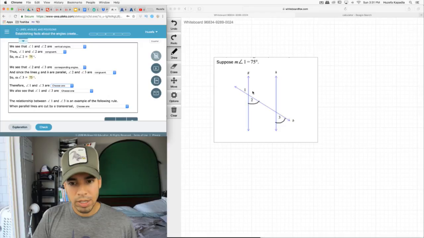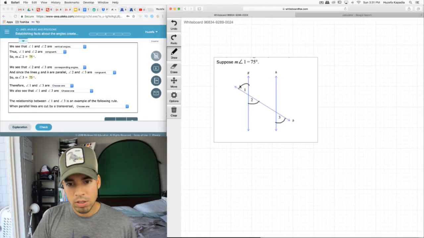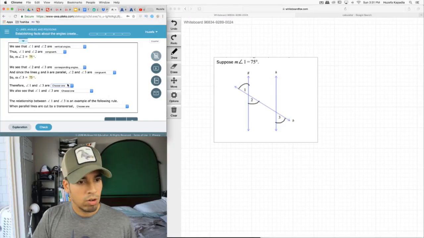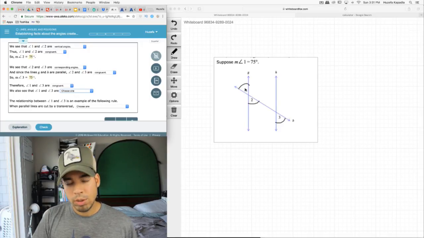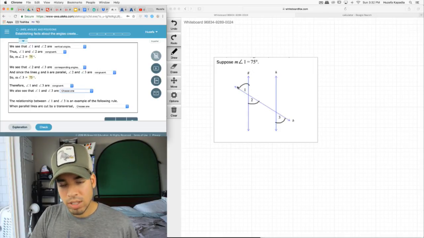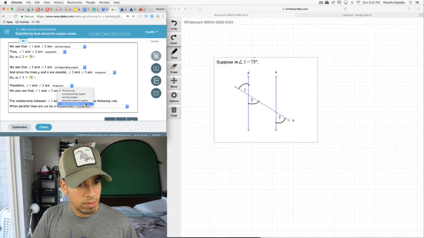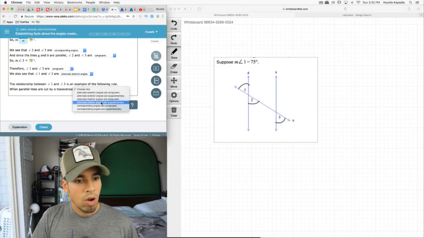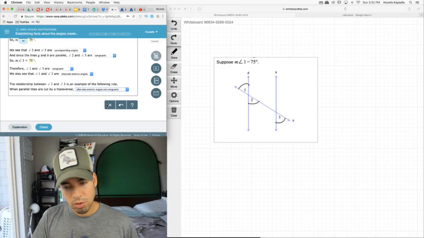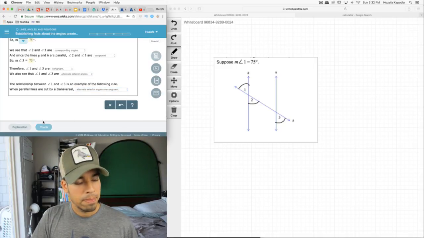Angles 1 and 3, since these are congruent, and these are congruent, 1 and 3 are also congruent. And now, what are 1 and 3? 1 and 3 are what we call alternate exterior angles, right? They're on alternate sides of the transversal, and they're both on the outside of these parallel lines. When parallel lines are cut by a transversal, alternate exterior angles are congruent, and that's what we just proved.